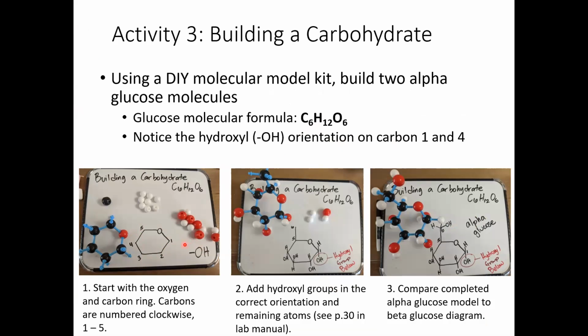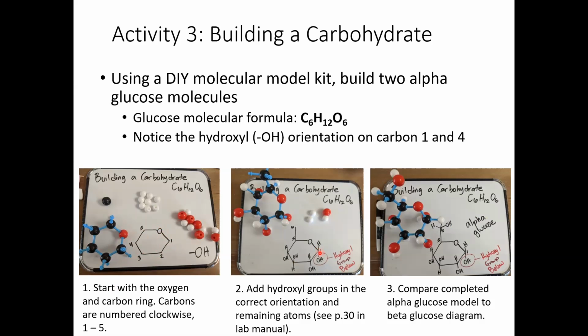The first thing we're going to want to do is grab our oxygen, and then we're going to grab 5 carbons and connect those with our bonds. So we'll do our oxygen and then carbon, carbon, carbon, carbon, carbon, connect all those with our bonds. And you can see that done here. Now we're going to start doing the branching off of these carbons.